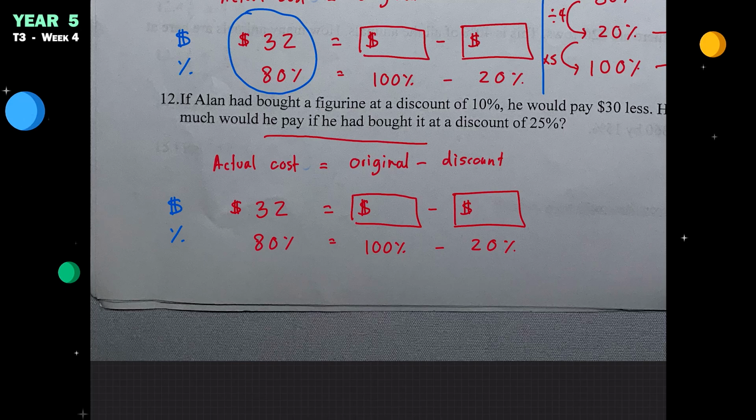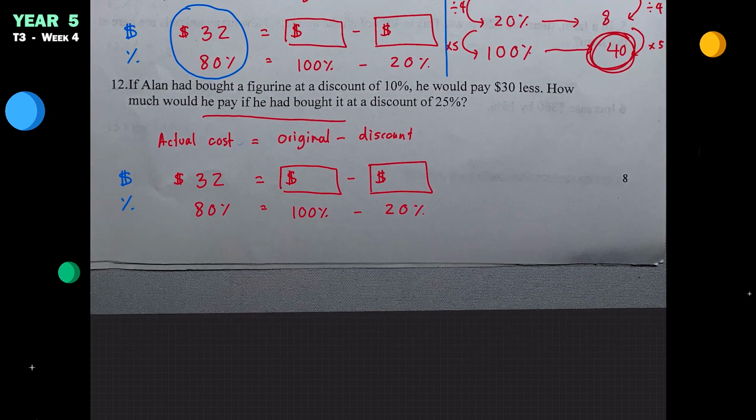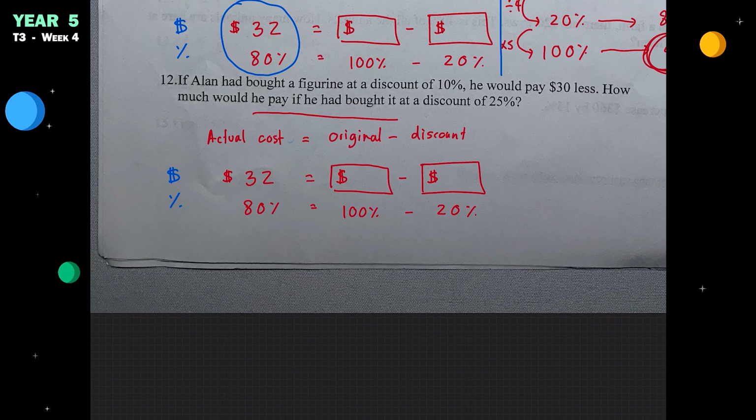Let me see. Alan had bought a figurine at a discount. Okay, so in the question, it doesn't tell us how much he has to pay, the actual cost. We don't know this amount here. It's an unknown number. Actually, I'll put the whole dollar sign in there. We don't know the original price. We don't know the discount either. Actually, we do know the discount. It says $30 less. So the discount is $30. And the discount percentage is 10%.